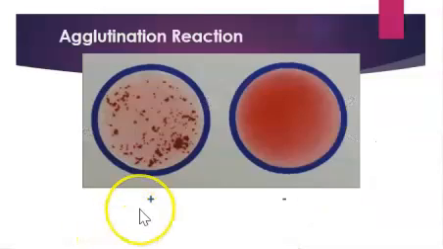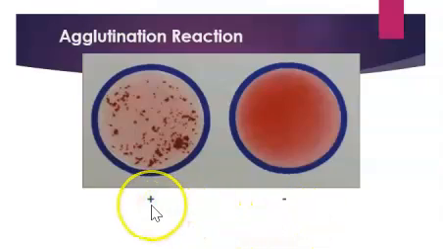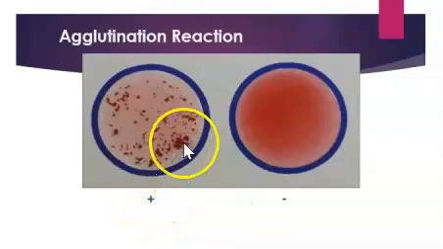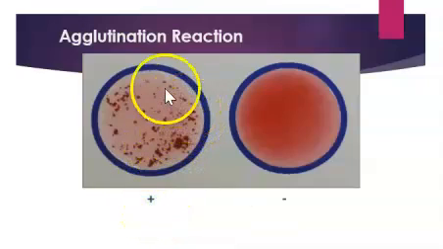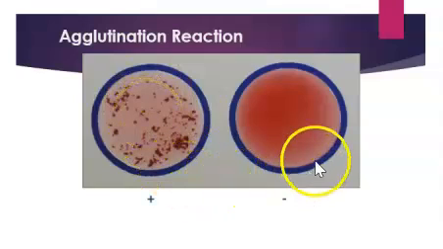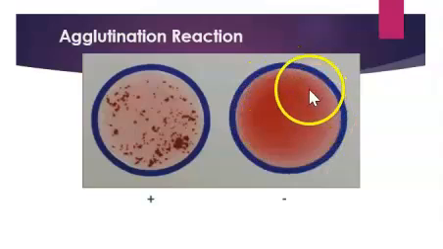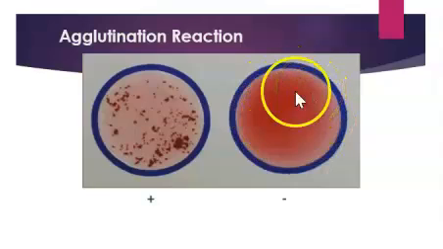This image is to show you a comparison between a positive agglutination reaction versus a negative agglutination reaction. You can tell this one is positive because you have all these clumps in your sample, and you can see this with the naked eye. And over here the sample is very smooth. You don't see any clumps, so this is a negative reaction.